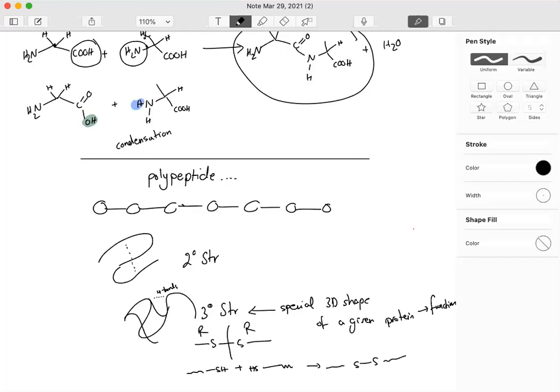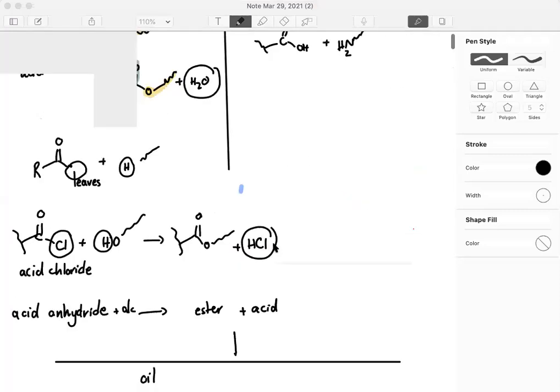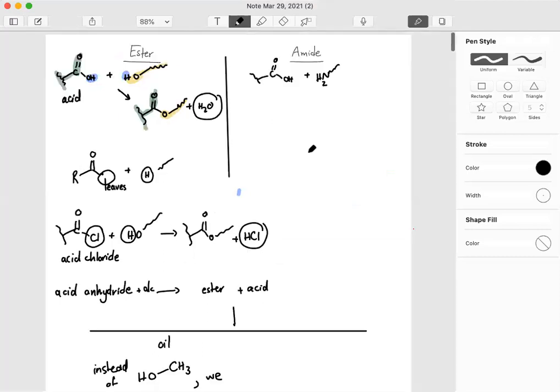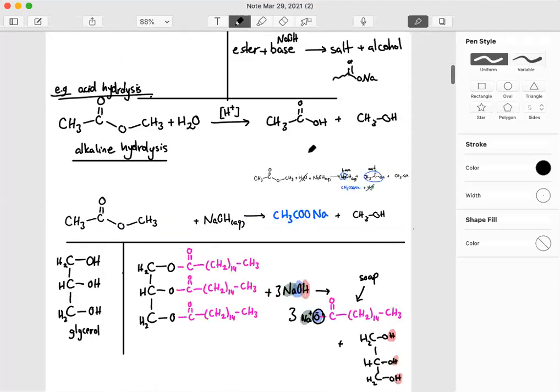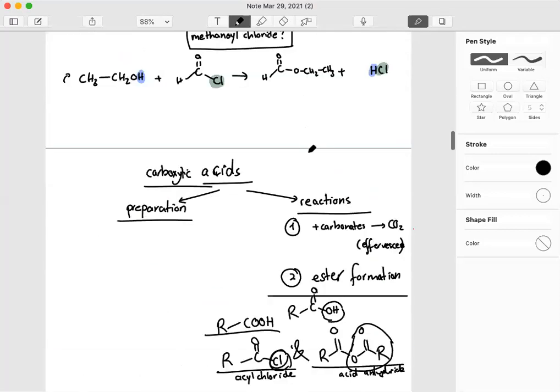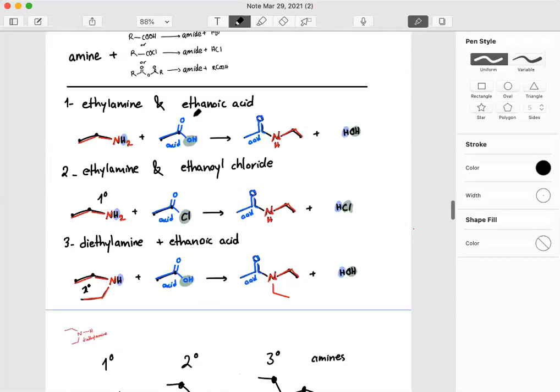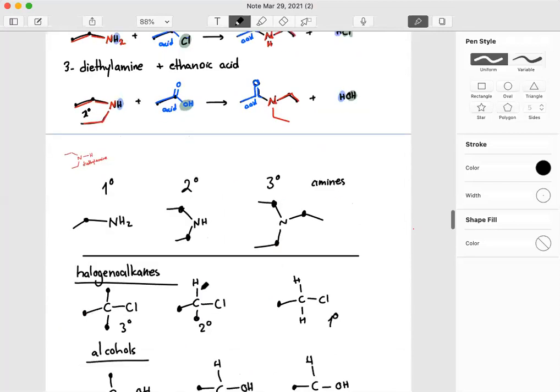So far so good. Here we covered the part regarding ester hydrolysis. Of course, we took some other stuff here, how to make an ester, and we covered the part regarding the oil. The main thing for me today was to really cover how to make an ester using the different varieties and how to make an amide using its different varieties as well.